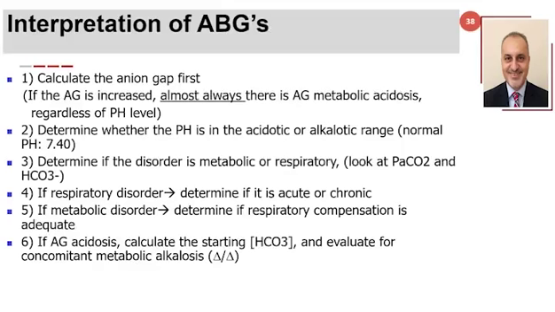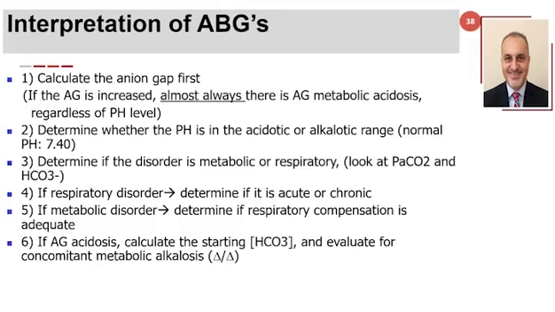So once you determine the anion gap first, number 2, look at the pH. For the sake of your calculation, normal pH is 7.40. If it's 7.39, then this is an acidosis. And if it's 7.41, then this is an alkalosis. Once you determine acidosis or alkalosis, try to determine if this is a metabolic problem or a respiratory problem. And this is by looking at both PCO2 and bicarbonate. If you determine that it is a respiratory problem, then is it acute or chronic?